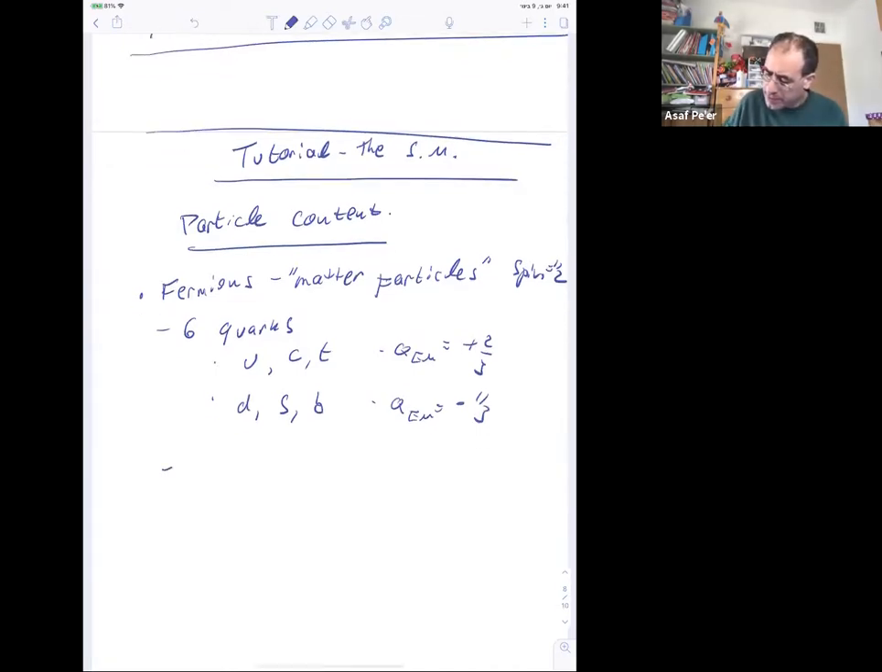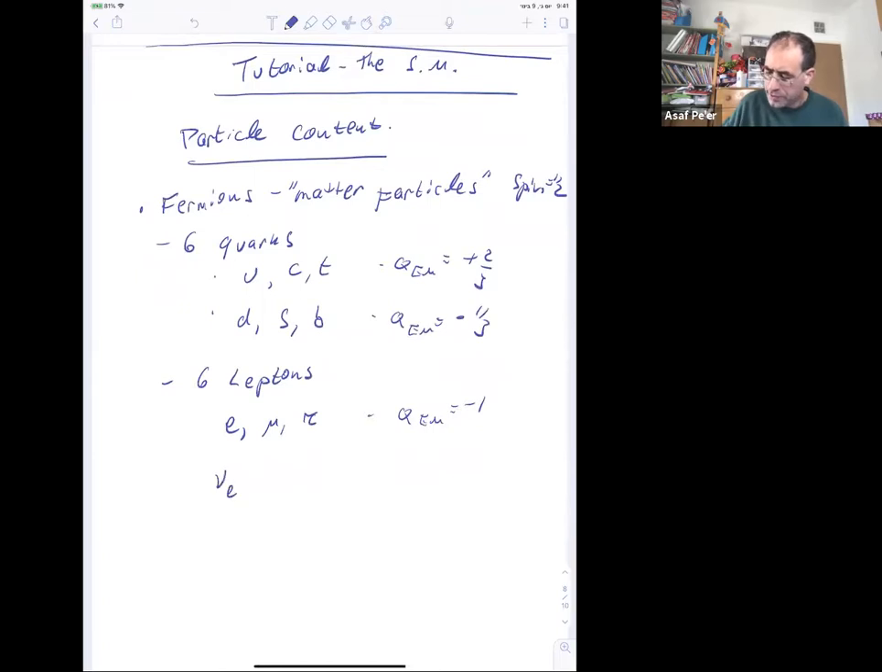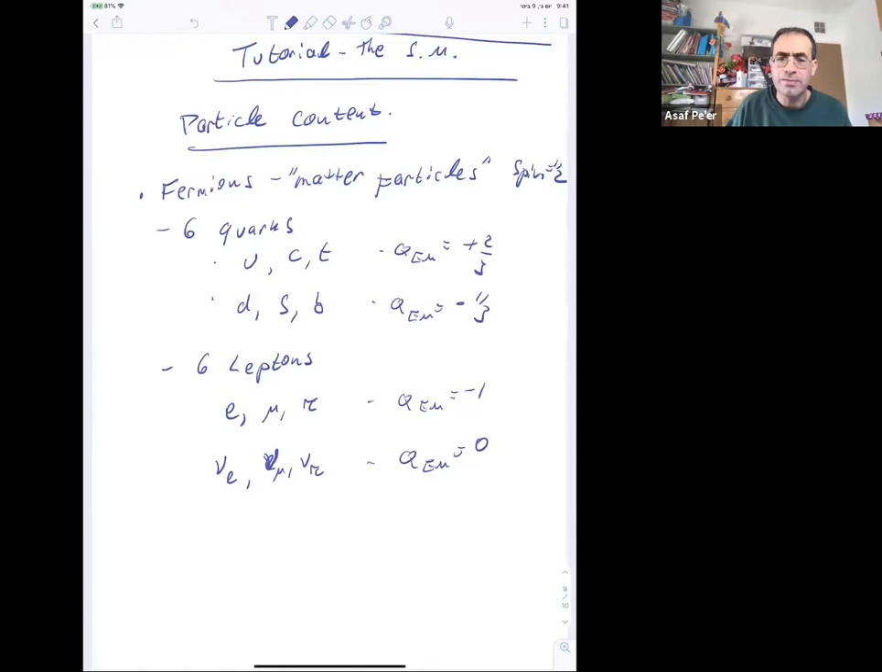And we have 6 leptons. So the electron, the muon, and the tau all have electric charge of -1. And you have the 3 neutrinos: neutrino electron, neutrino muon, and neutrino tau. They all have electric charge of 0. In addition to all of these 12 particles, there are antiparticles.